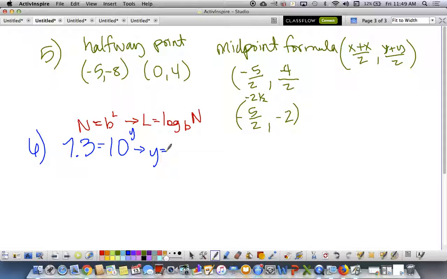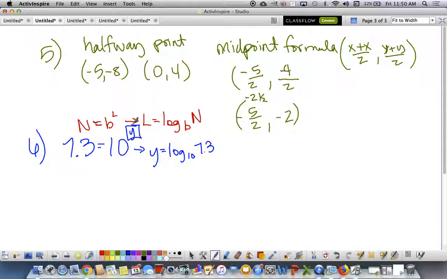So y equals log base what? Log base 10 of 7.3. So what is the y? Well, what is log base 10? It was in your calculator, right? Which one is it? So we're trying to solve for this y. This is the power. It's an exponent.